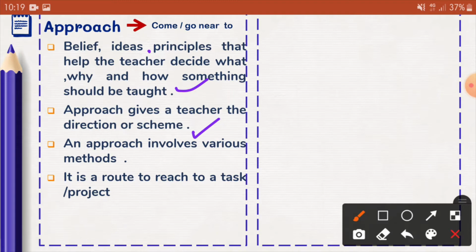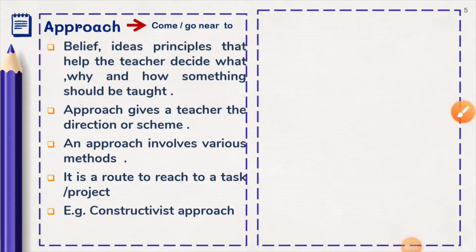Approaches involve various methods. I'll give you an example, with the help of which you can clearly understand at the end of this approach description. So your approach is a route which decides the manner of reaching a task of teaching. Now, the constructivist approach is an example of an approach.